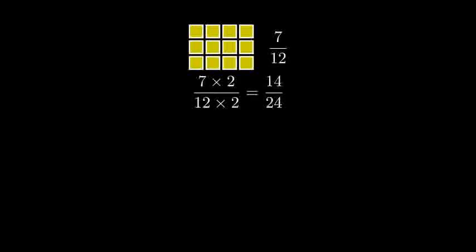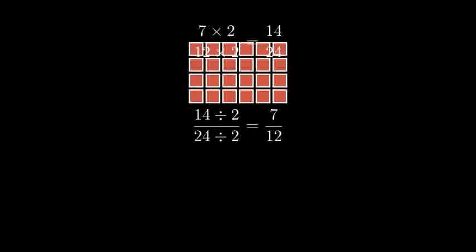Let's start with multiplying both the numerator and the denominator by the same number to find an equivalent fraction. For example, if we multiply both by 2, the fraction 7/12 becomes 14/24. Let's visualize this fraction. 14/24 also represents dividing a whole into 24 parts and choosing 14 of those parts.